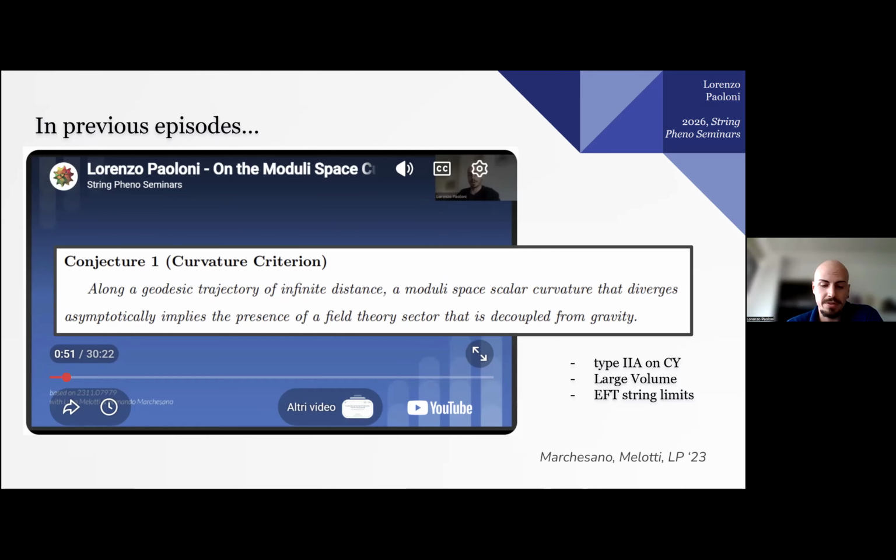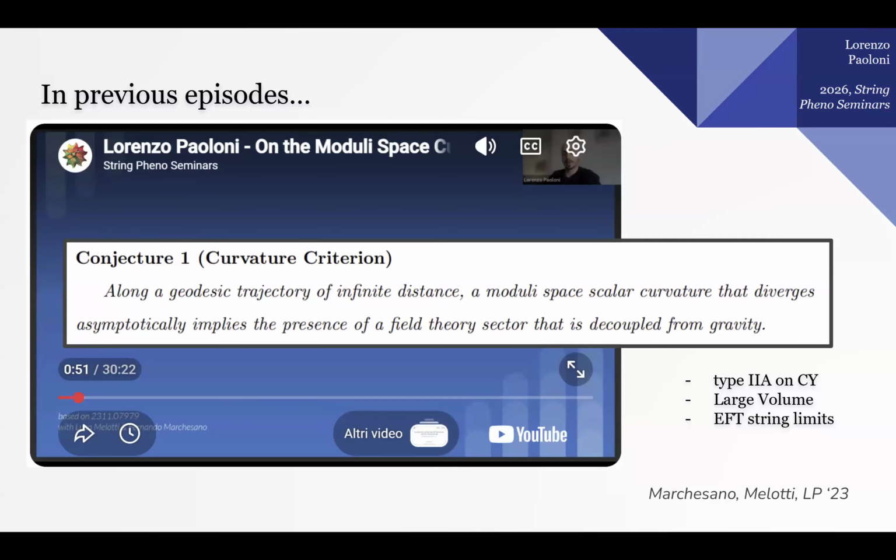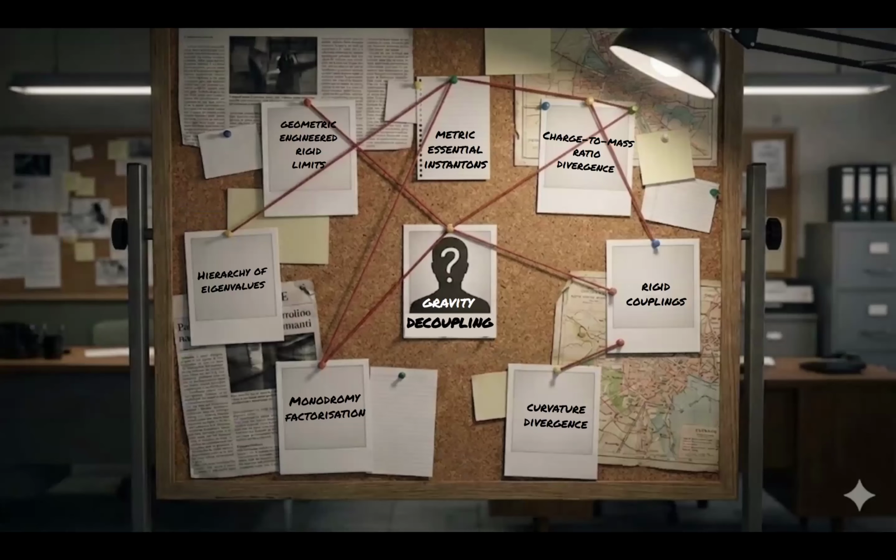So the first thing we do in this work is study this criterion in a more general setup. We want to test this criterion in more general setups, but it's not only this. In fact, I would say that the attempt of this paper is to build a net that connects different clues, as if this was a case, clues that all point in the same direction, at the same suspect, that is the decoupling of gravity.